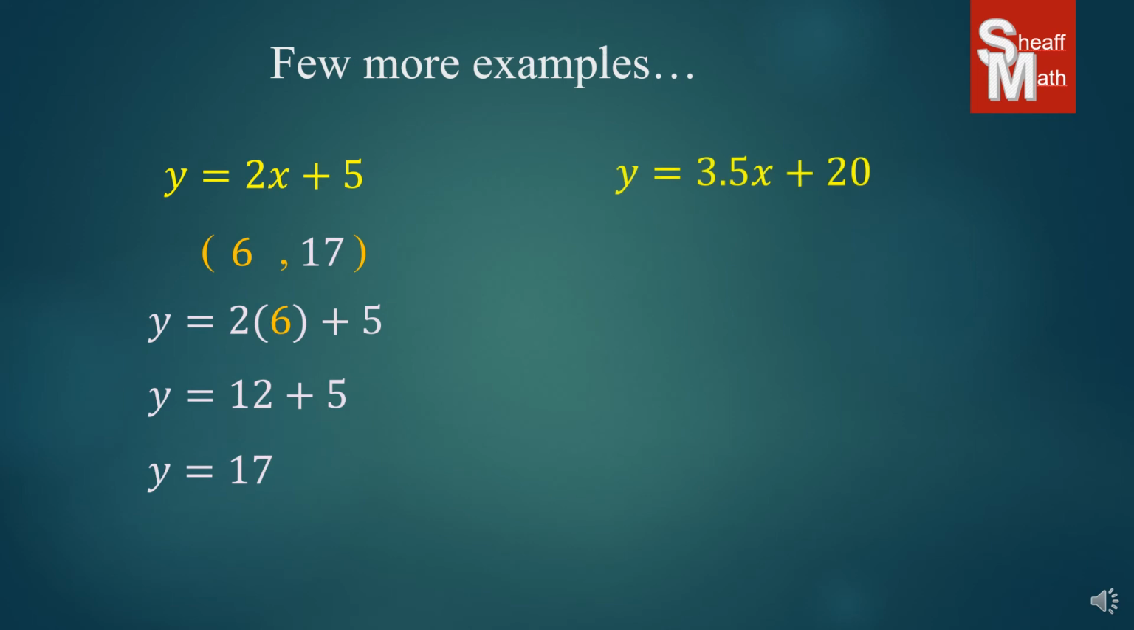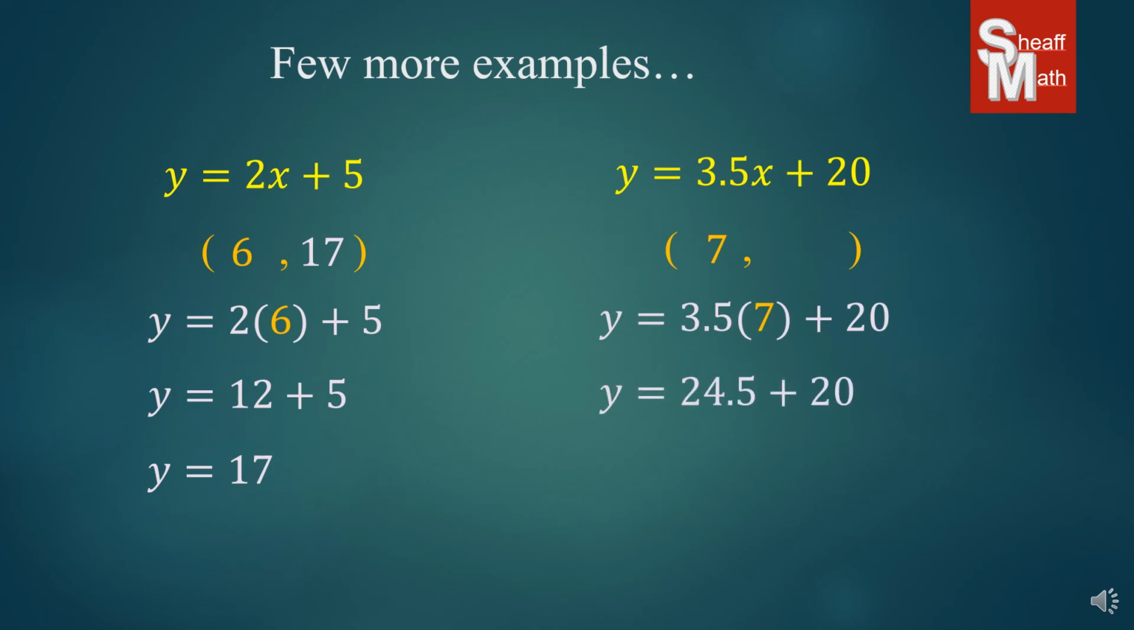Now I have a decimal in my equation, and so I'll pick some random number again. I'll pick 7, and so 3.5 times 7, after I substitute that 7 in there, is 24.5. I add that to 20, and I get y equals 44.5. So at the point (7, 44.5), my line will go through that. And you can do this with any number for x.